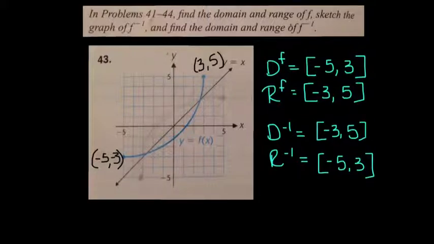Again, I can use the idea that if the point negative 5, negative 3 is a point on my original function, then the point negative 3, negative 5 will be on the inverse. I just switch the domain and the range values. If the point 3, 5 is a point on my original function, then the point 5, 3 will be on the inverse. I can use the idea of symmetry to sketch the inverse function using the line y equals x as an axis of symmetry.